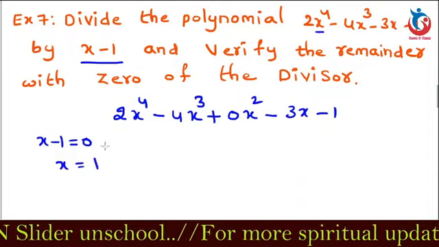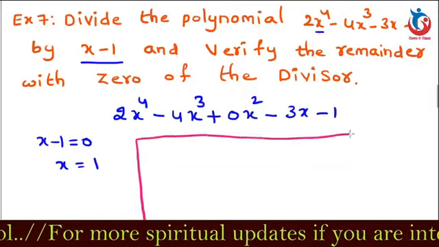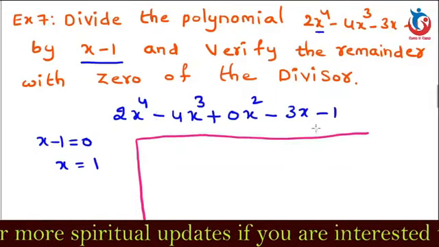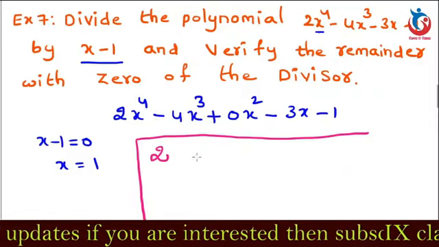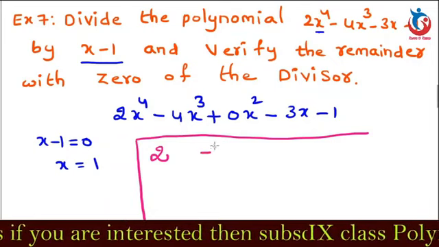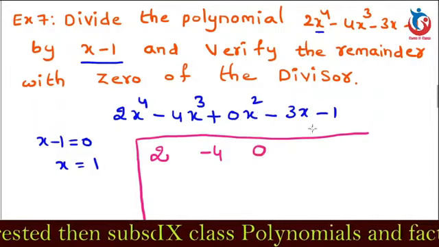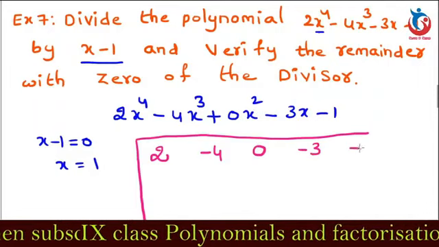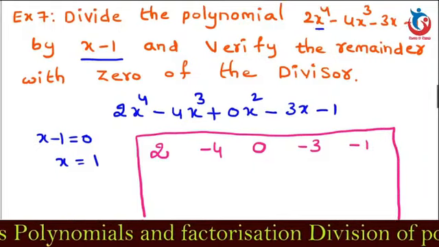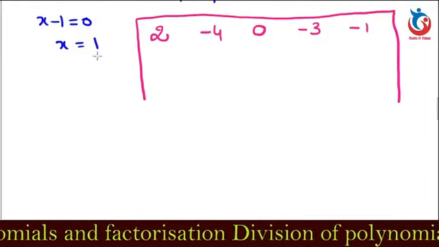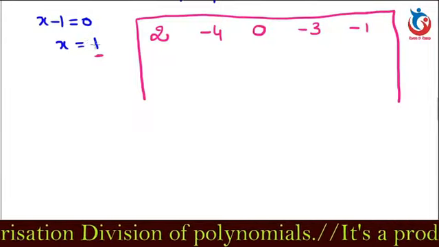In the next step, what should we have to do? We should write the coefficients of this polynomial. So first write 2, and after that leave some space and write the next coefficient minus 4, and leave some space. Next coefficient, the x square coefficient is 0. Next x term, that is minus 3. Next minus 1. Yes, now the coefficients have been written. So it is 1. This 1 is the zero of the divisor.